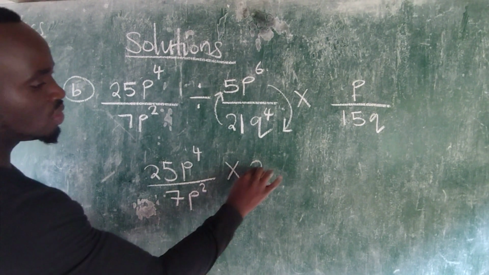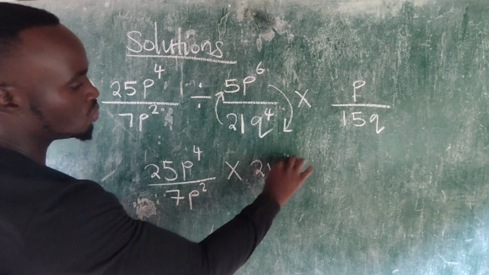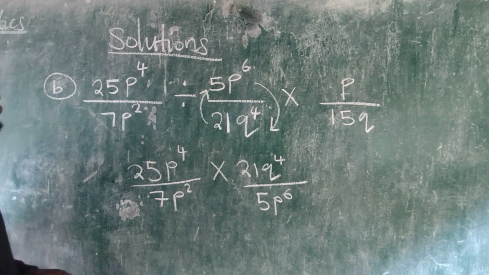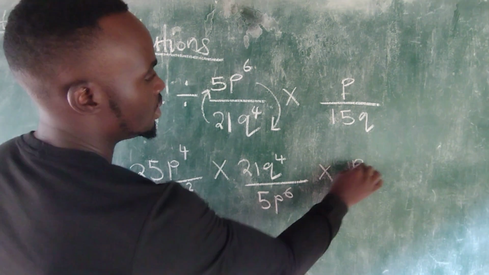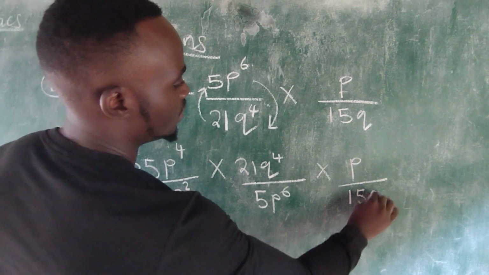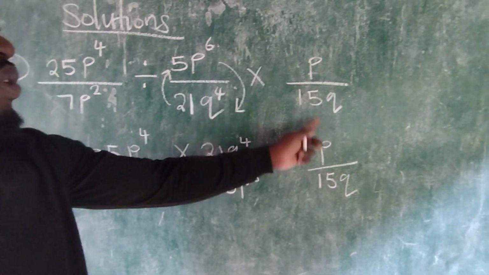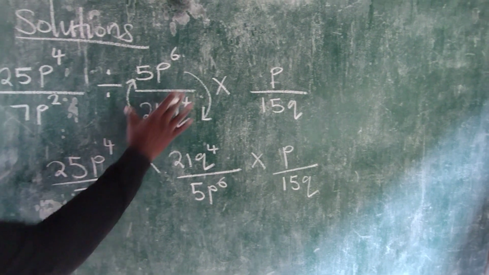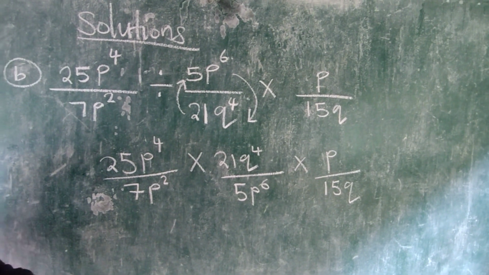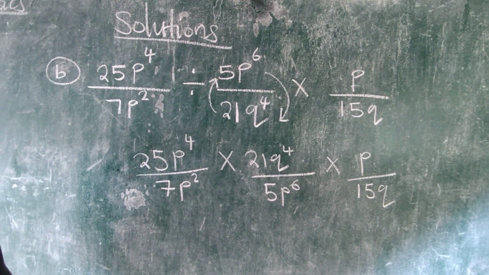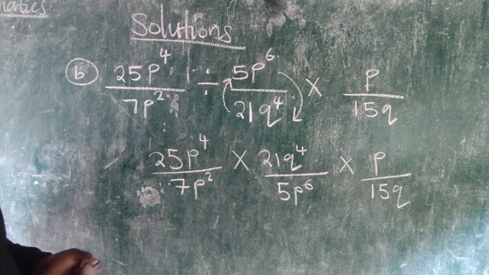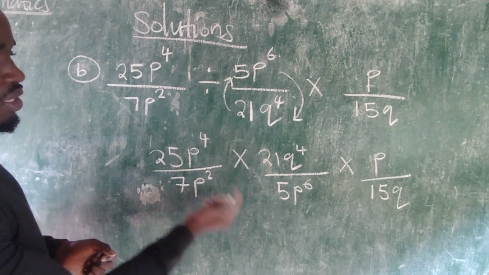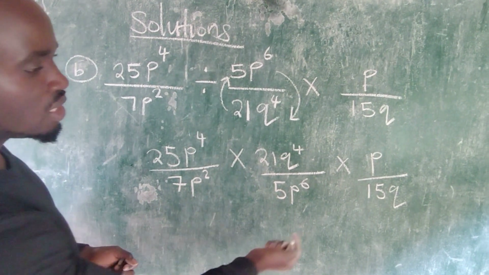So you say 21 will be on top: 21q to the power of 4 over 5p to the power of 6, times p over 15q. On this side there is nothing for you to change, because you are multiplying, so just write it the way it is. The only fraction that you have changed is the one in the middle, because the division has changed to multiplication. From this stage, there are two methods that you can use here. If you prefer, you can be cancelling just like this: 5 into 25, 7 into 21, just like that.